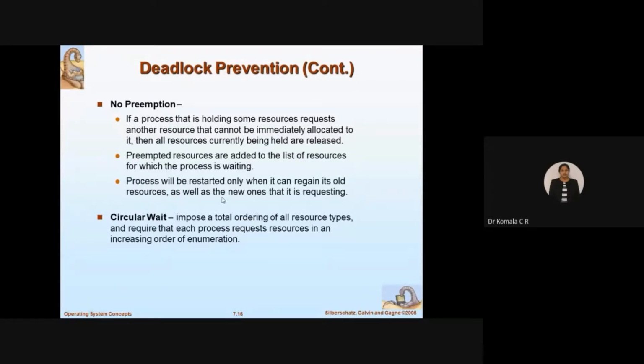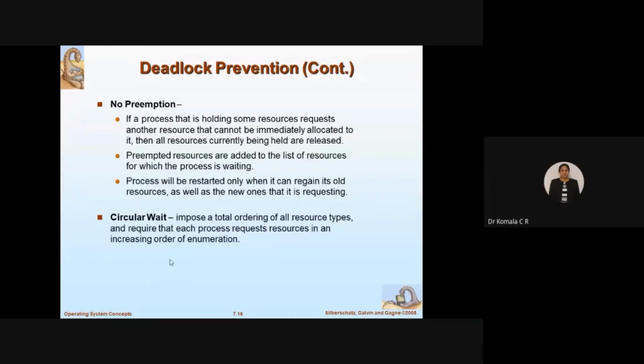So the process will be restarted only when it can regain its old resources. See, for example, P1 is requesting R1. At that time it had R2, but it has already released R2. Now, once R1 is assigned, it has to get back its old resource, which was R2 also. If both the old resource and the new resource are available, then only I can continue P1. So this is how preemption and no preemption is done.